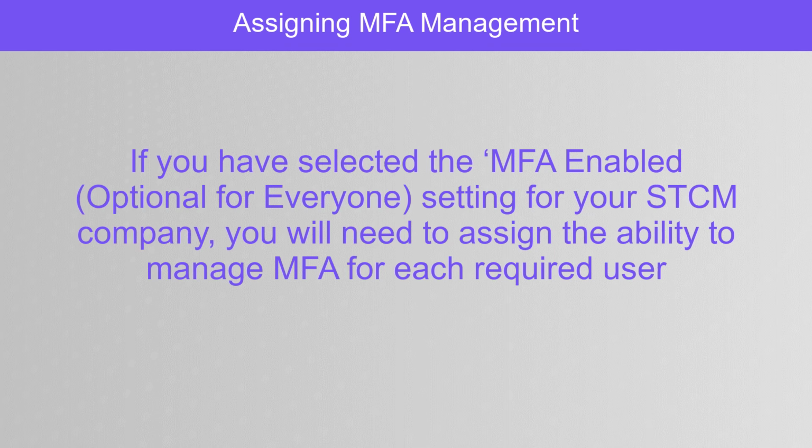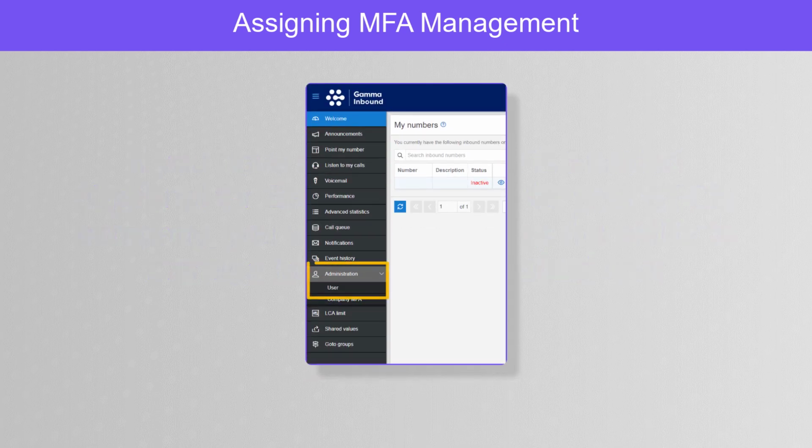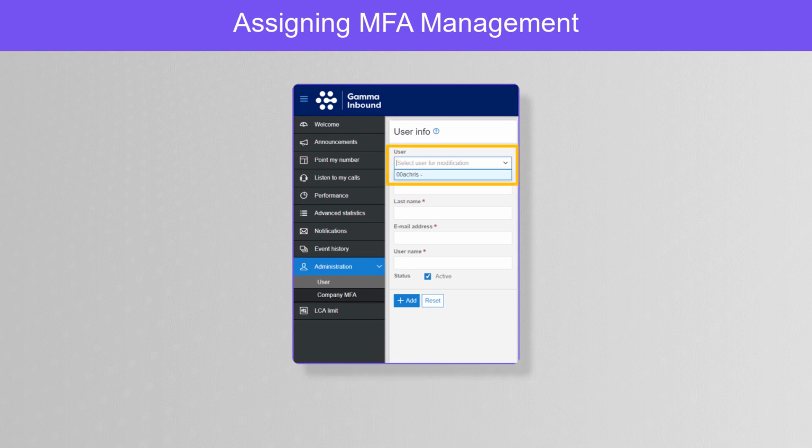If you have selected the MFA Enabled User Opt-in setting for your SIP Trunk Call Manager company, you'll need to assign the ability to manage MFA for each required user. Select Administration from the left-hand side of the home screen and select User. Choose the required user from the drop-down menu.